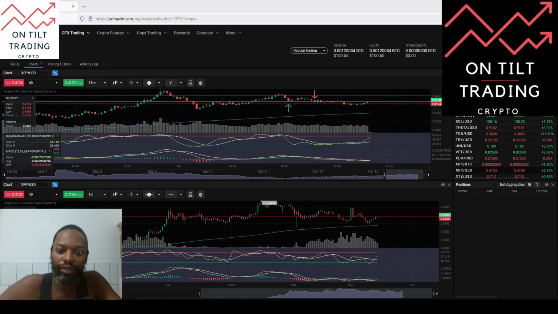If a currency pair is trading above the 200 EMA, I only want to go long. If a currency pair is trading below the 200 EMA on the daily, I only want to go short. So this 200 on the daily gives me my bias on what direction I want to trade a particular currency pair in. As we can see, Ripple is trading above the 200 EMA, so I have a long bias. So I'm looking for a long.